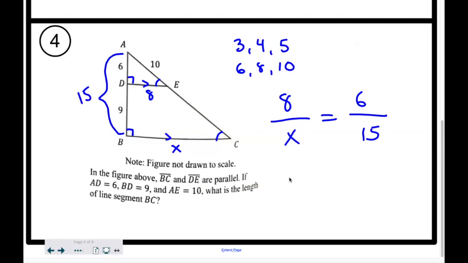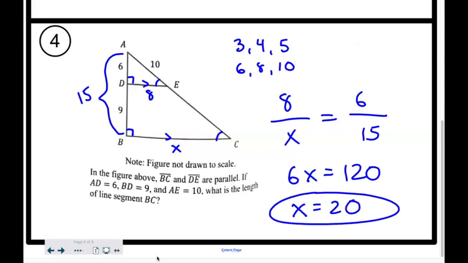I can just cross multiply. I guess that means a couple different ways you could do it. So I could just do 6x equals 15 times 8, which is 120. So if I divide by 6, x is 20. And the length of segment BC, that's what they asked for, that's what we called x. So the answer would be 20. So we've got similar triangles there, and then we also have Pythagorean triples.